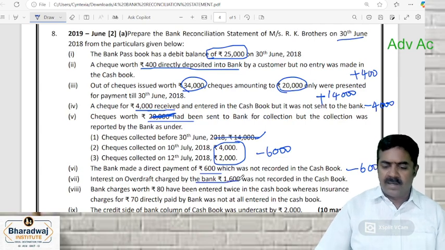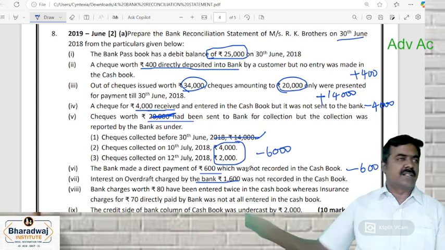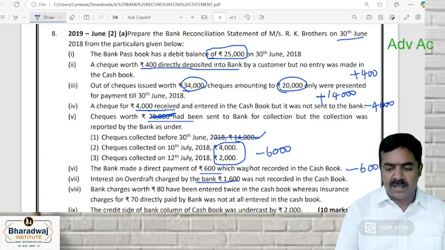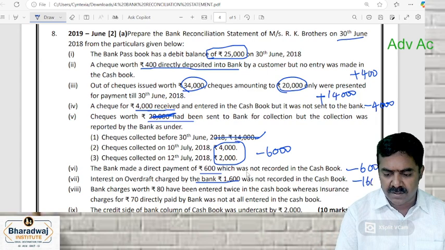Interest charged by the bank, same adjustment. We deducted, customer has not deducted. What to do? We should add back, but OD நால minus 1,600.